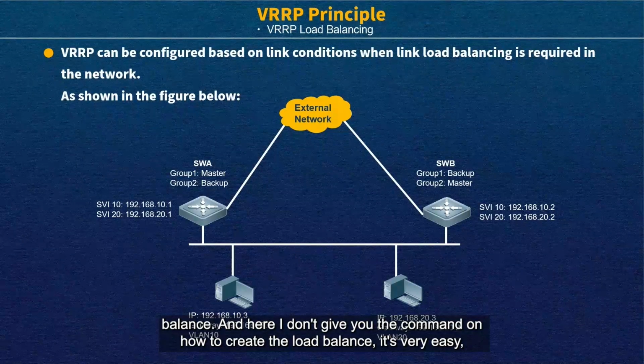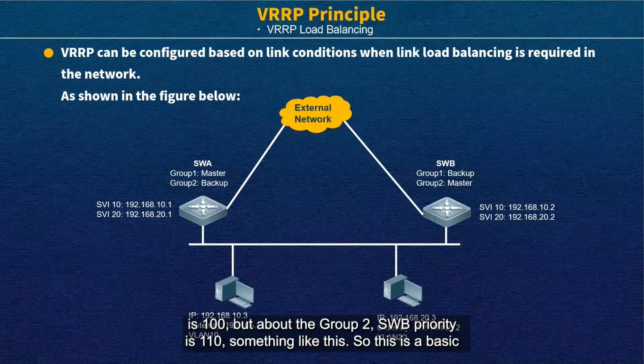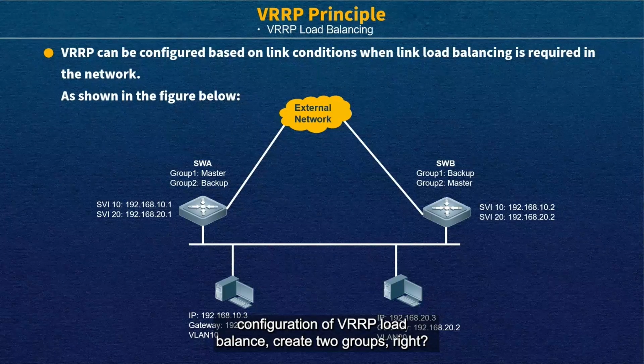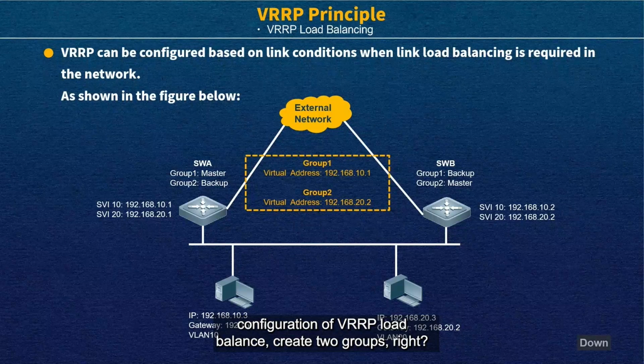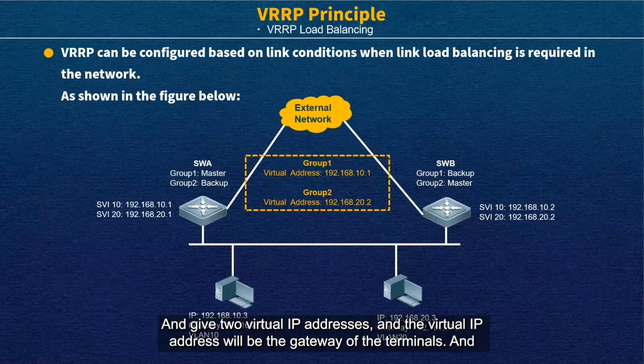And here I don't give you the command for how to create the load balance. It's very easy. You only need to create two more groups. In group 1, for example, switch A priority is 100. But in group 2, switch B priority is 110. Something like this. So this is a basic configuration of VRRP load balance. Create two groups, right? And give two virtual addresses. And these virtual IP addresses will be the gateways of the terminals.